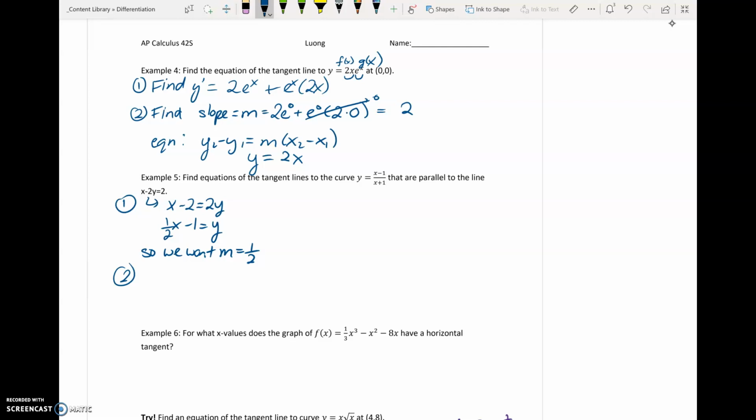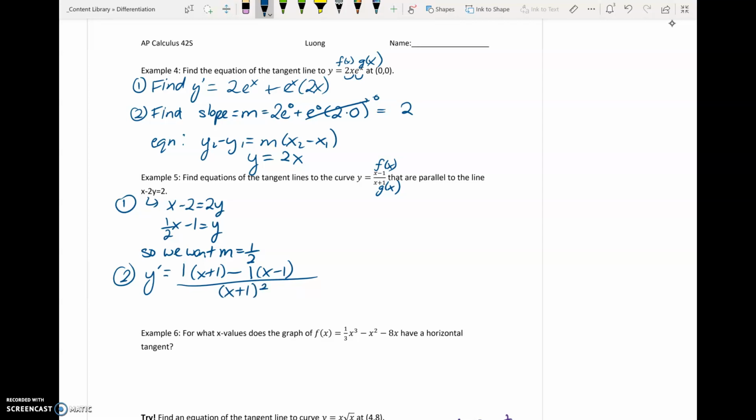So let's take the derivative to find our slope equation for this curve. We're going to use our quotient law for that because we have a function divided by a function. Our numerator can be f of x and our denominator can be g of x. So we'll take f prime of x, which is just 1, multiplied by g of x minus the derivative of g of x, which is 1, multiplied by f of x, all over g of x squared. That's our quotient law.